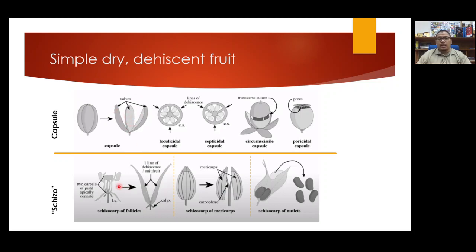Down below, there is no real name that unites all of these, but I found some literature, some books, that call this group schizo. Schizo fruit is just a made up name so I can group them. Schizo means opening or splitting. So these are fruits that split in different ways. Again, that is the second slide on the simple dry dehiscent fruit.